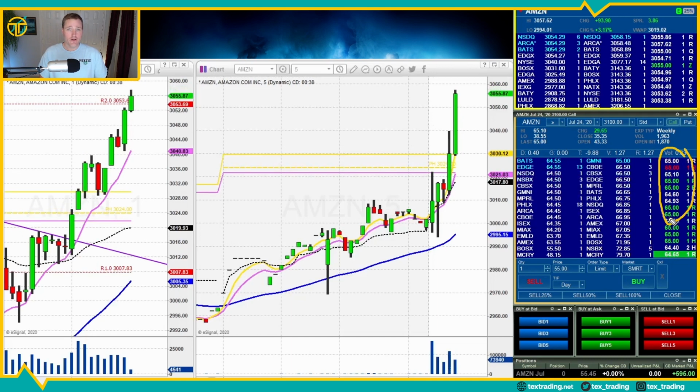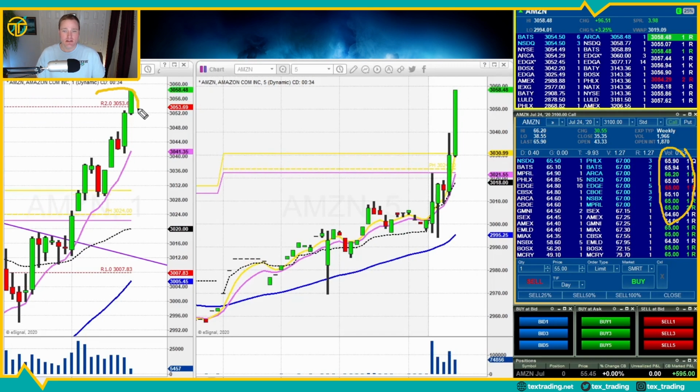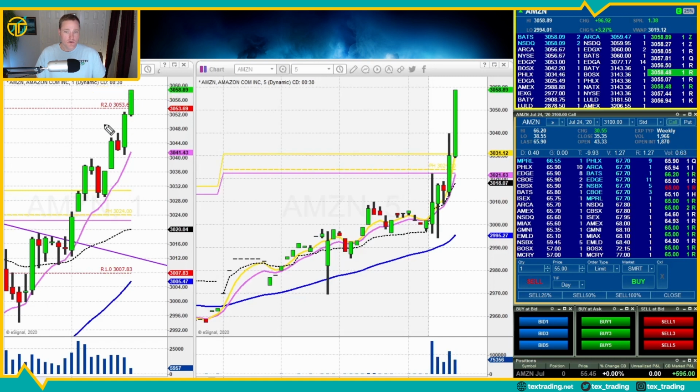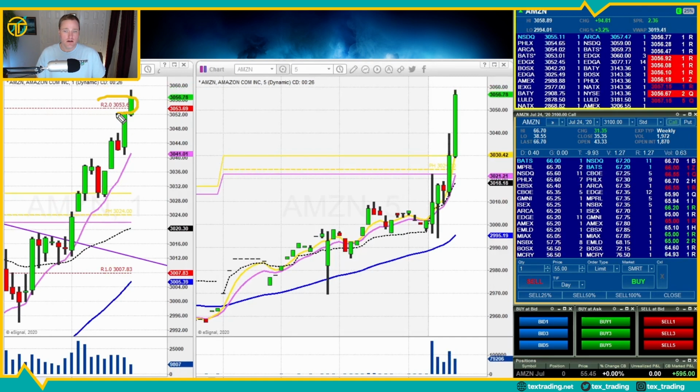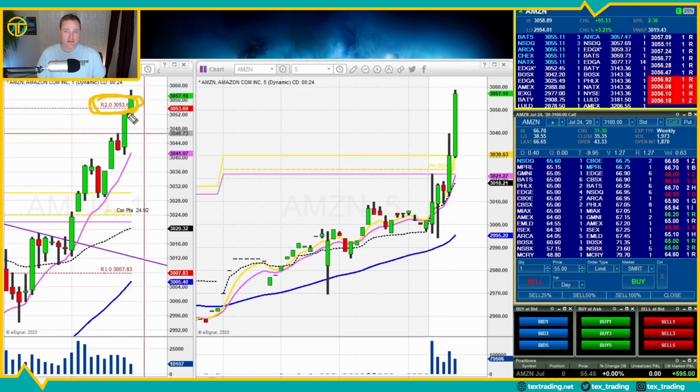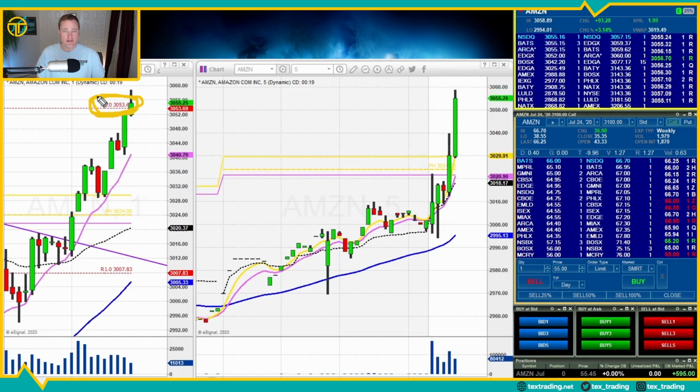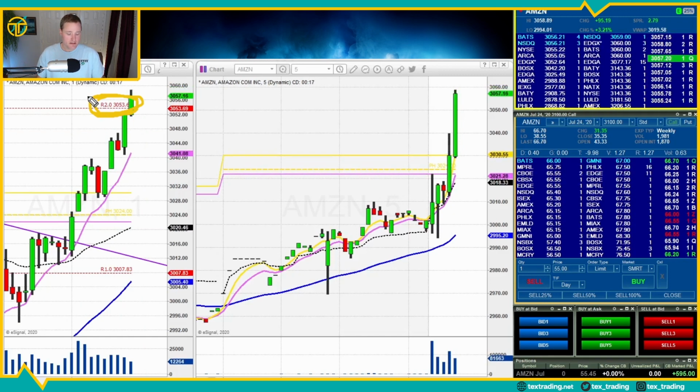So there was a lot more. There was a lot more on the table. Now we see that Amazon is pushing up here into R2 resistance from the pivot point study. So for me, even if I was still holding that contract, I know for certain I wouldn't have held it past this. That R2 level, the S2 level, that second level from the pivot point study, is always a potential reversal point. So for me, I wouldn't have held it past that.